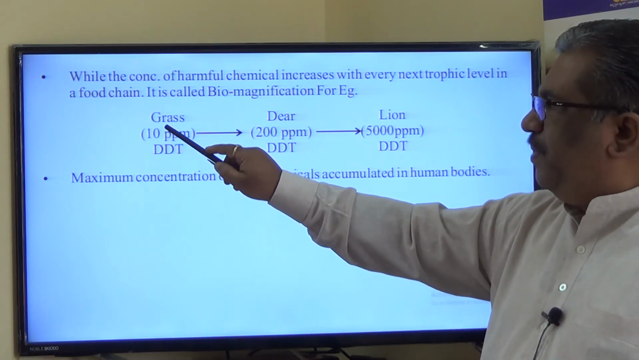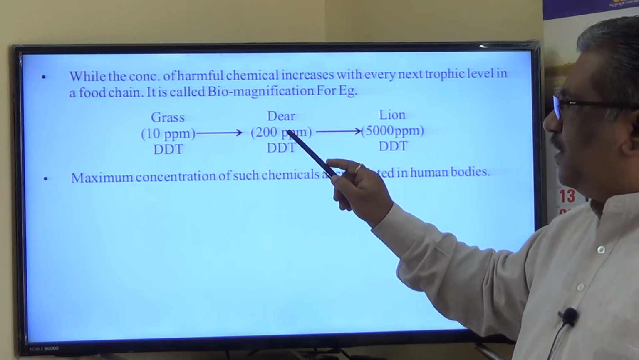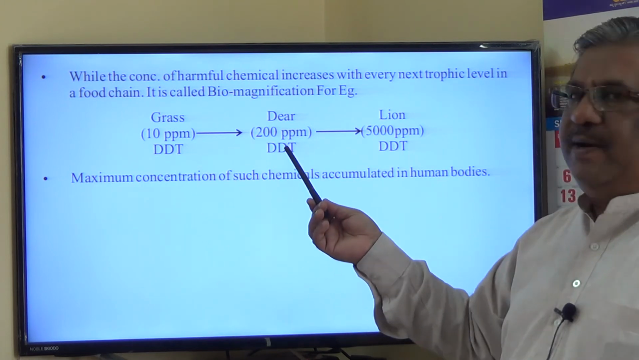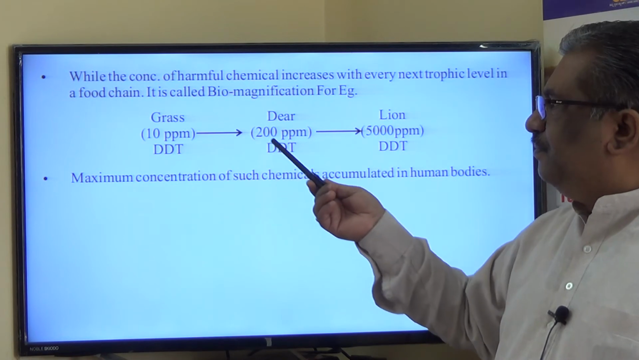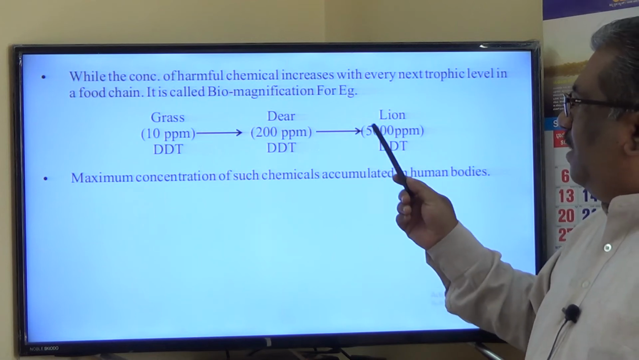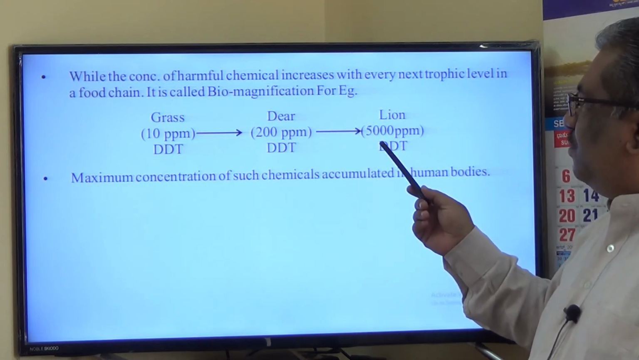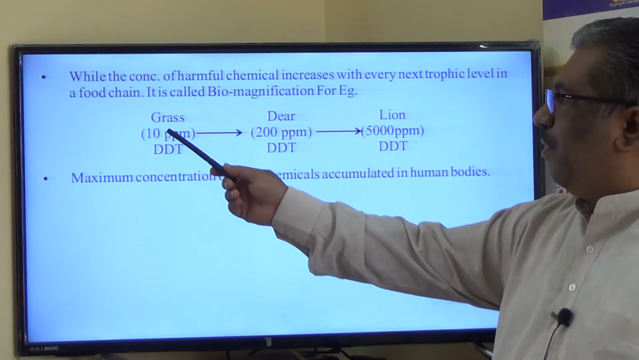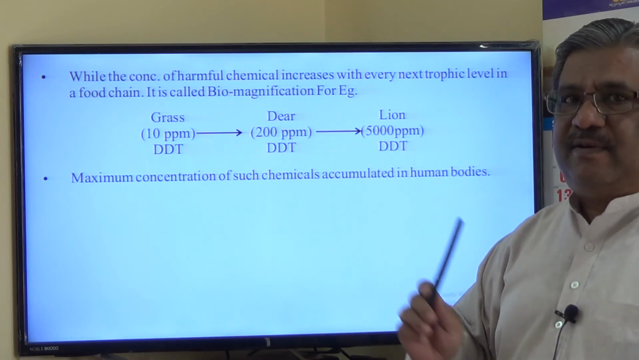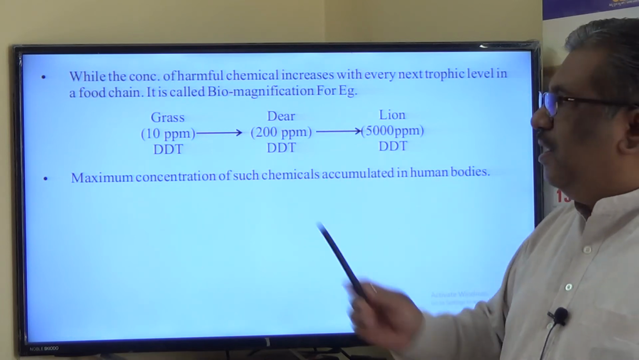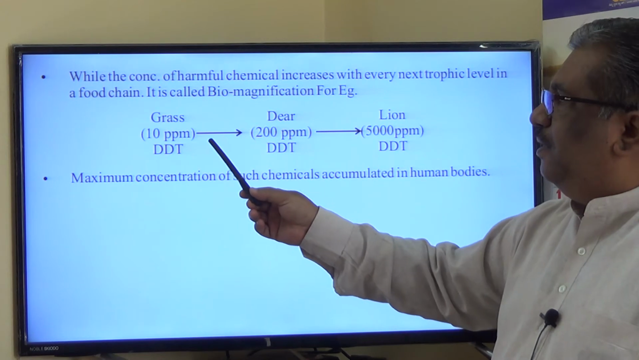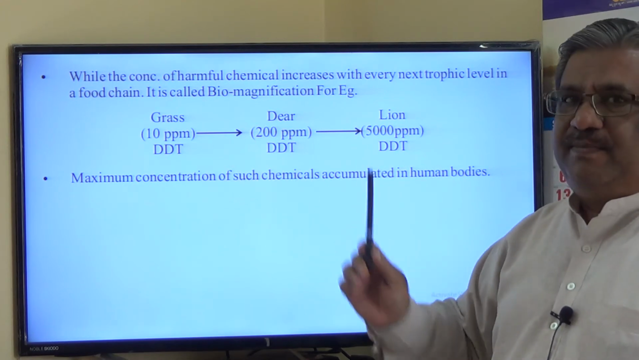So if there is 10 ppm in the grass, when the herbivores such as deer eat this grass, the concentration increases from 10 ppm to 200 ppm. How many times? 20 times. Isn't it? Now, when the lion feeds on the deer, the concentration increases to 5000 ppm. From 10 ppm to 5000 ppm, 500 times it increased in the third trophic level. Is it not? And therefore, this is one of the examples you can give for the biological magnification process.